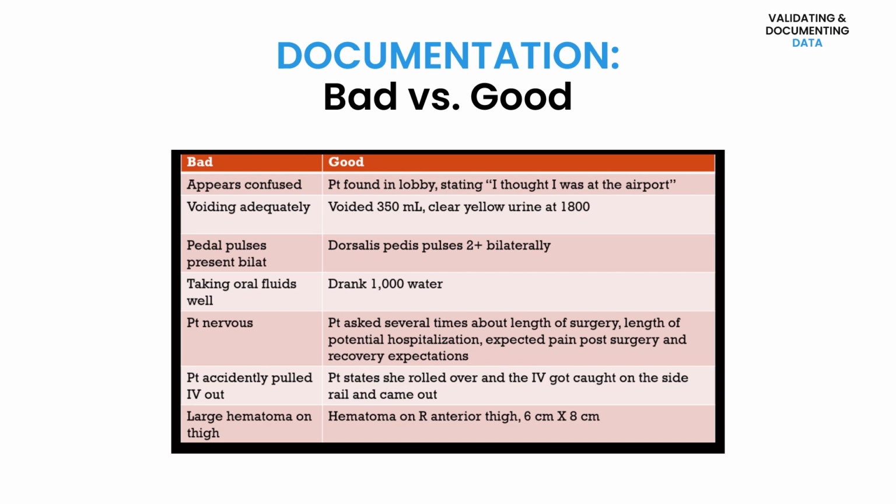So these are just some examples of good versus bad documentation. So bad would be "appears confused." What we would prefer is "the patient was found in the lobby stating, 'I thought I was at the airport.'" So appears confused. Well, why did they appear confused to you? And then you can read through these other examples. We need to be very specific.